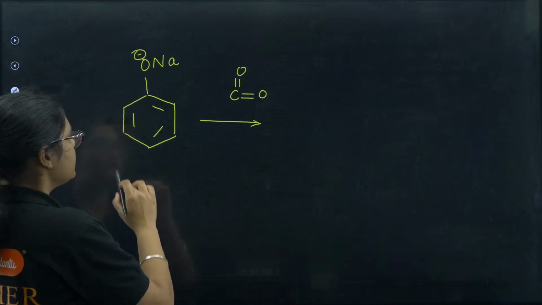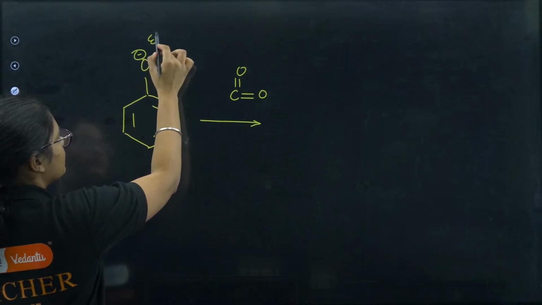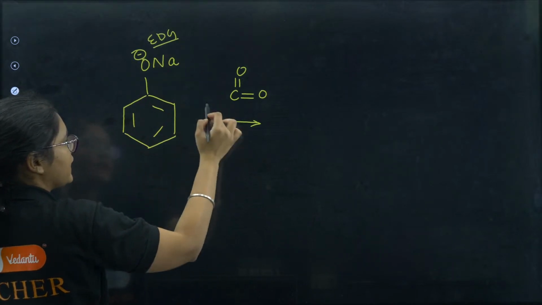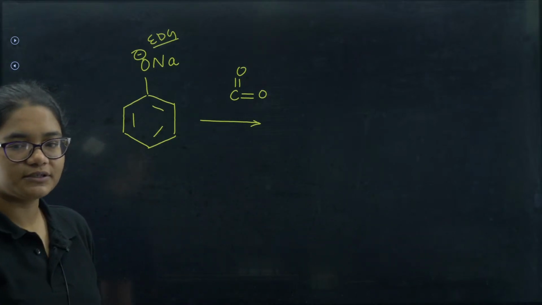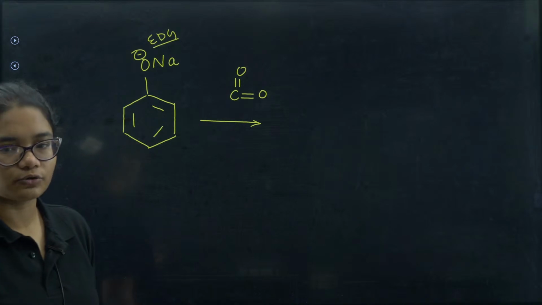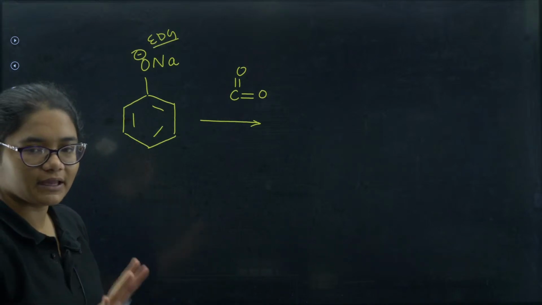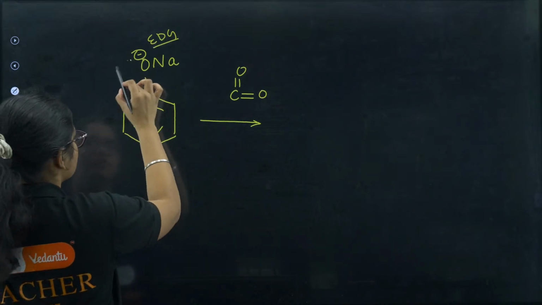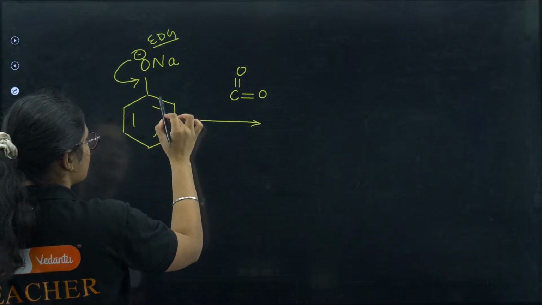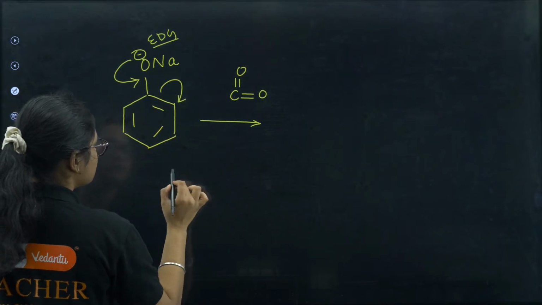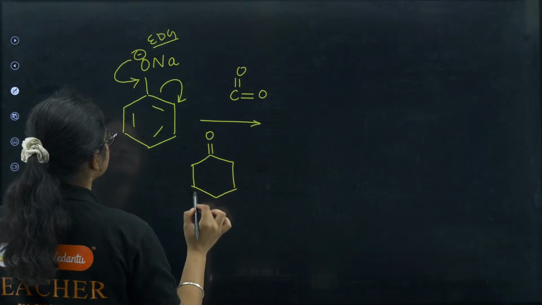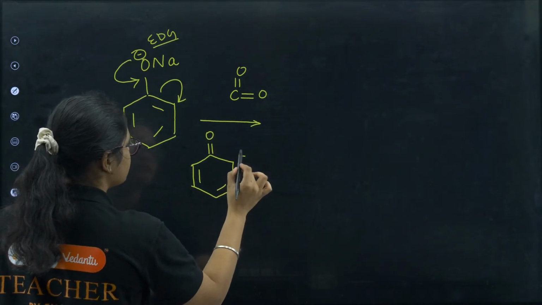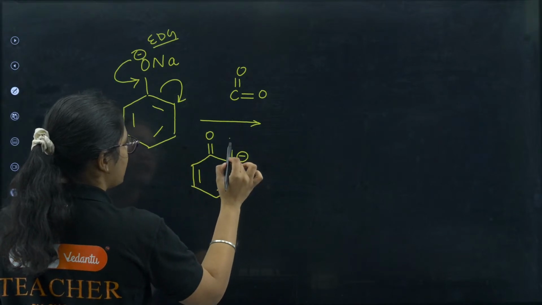Now this O minus is an electron donating group, so attack will take place in the ortho and para position. But when we see the options, the substituents are in the ortho position, right? So we can guess that in this question there is ortho attack, so this one will come here. This bond will come here. So we will get a structure like this, where this one is there and you have one H here.